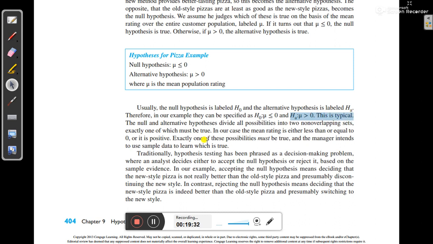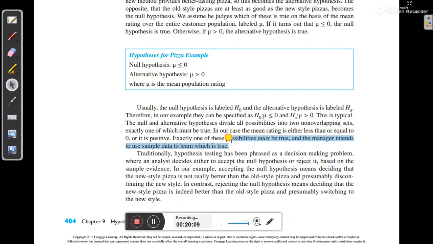This is typical. The null and alternative hypotheses divide all possibilities into two non-overlapping sets, exactly one of which must be true. In our case, the mean rating is either less than or equal to 0 or it is positive. Exactly one of these possibilities must be true. The manager intends to use sample data to learn which is true. That is about the testing of the hypothesis, whether it is the alternative or the null.